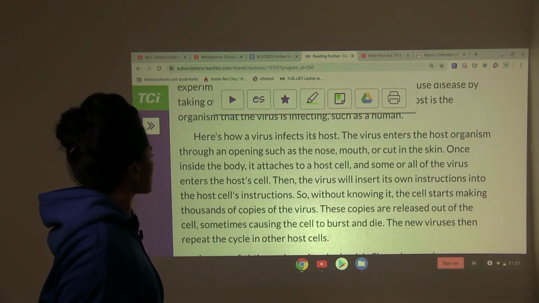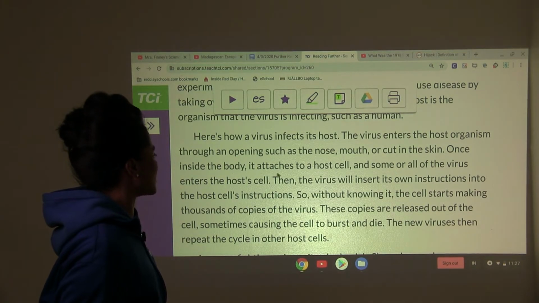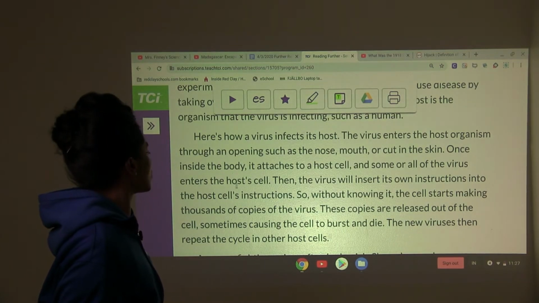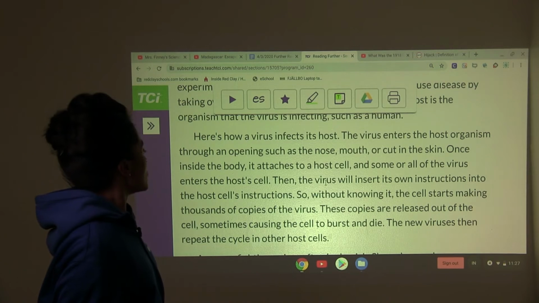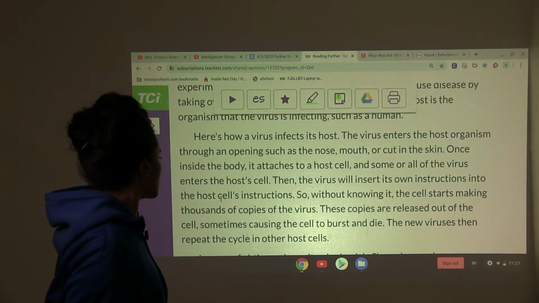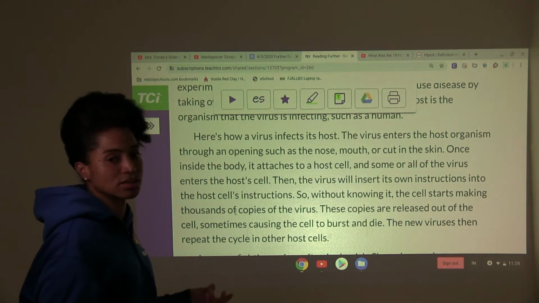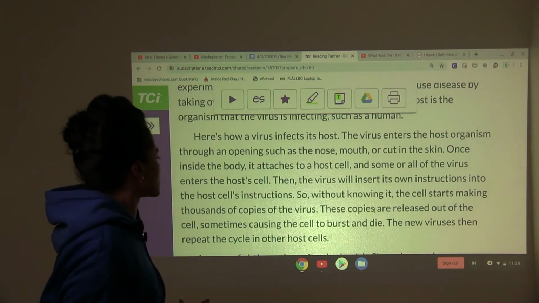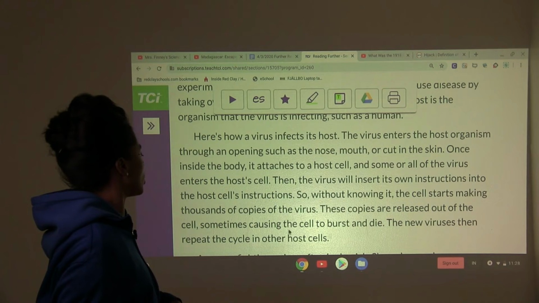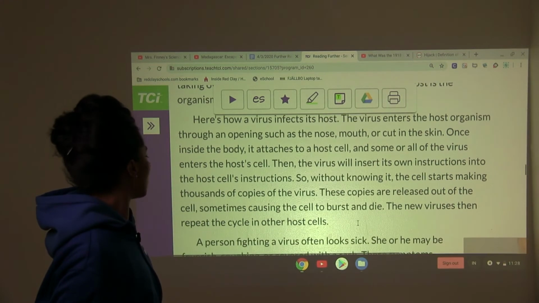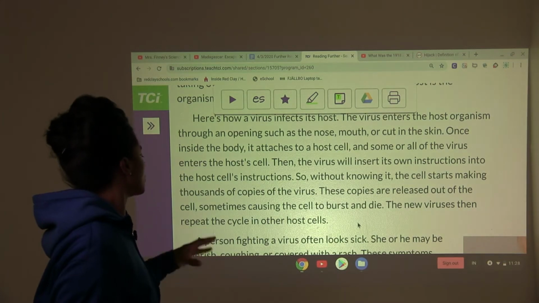So here's how a virus infects its host. The virus enters the host organism through an opening, such as the nose, mouth, or cut in the skin. Once inside the body, it attaches to a host cell, and some or all of the virus enters the host cell. Then the virus will insert its own instructions into the host cell's instructions. So without knowing it, the cell starts making thousands of copies of the virus. These copies are released out of the cell, sometimes causing the cell to burst and die. The new viruses then repeat the cycle in other host cells.